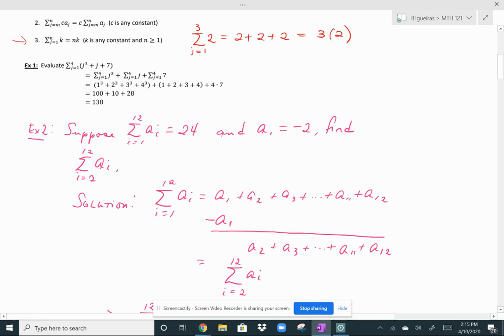But if I take a sub 1 away from this summation, then you have a sub 2 plus a sub 3 plus a sub 4, etc., all the way up to a sub 12.